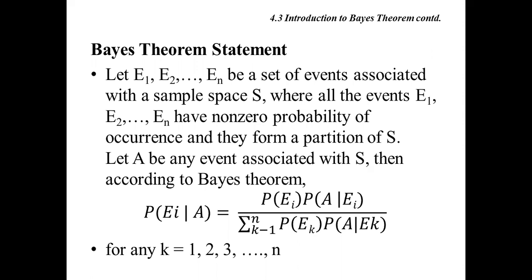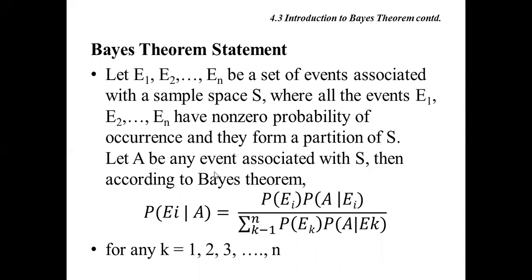Partition means that just like I am separating these into bags, there cannot be randomness, that is, they might mix. So E1 is my separate event, E2 is my separate event, and En is a separate event. Let A be any event associated with S. Then according to Bayes' theorem, the occurrence of any of these events is based on A. Let it be any event, say I want a blue ball or a black ball.